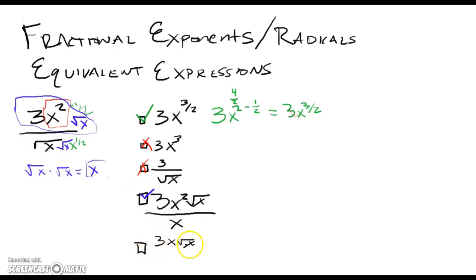Lastly, I have 3x root x. Well, if I take this last equation, which we know is a solution, and I simplify the x squared over x to the 1, so one of these cancels and leaves me with 1 up here, and it cancels with that one, then I end up with 3x root x. 3x root x. So this is also a solution.